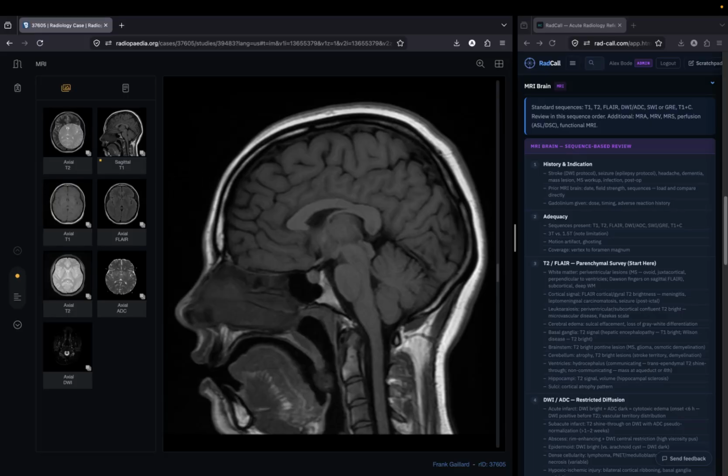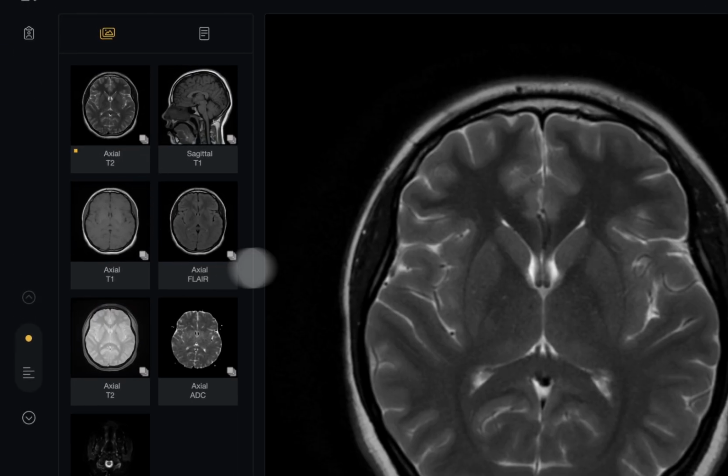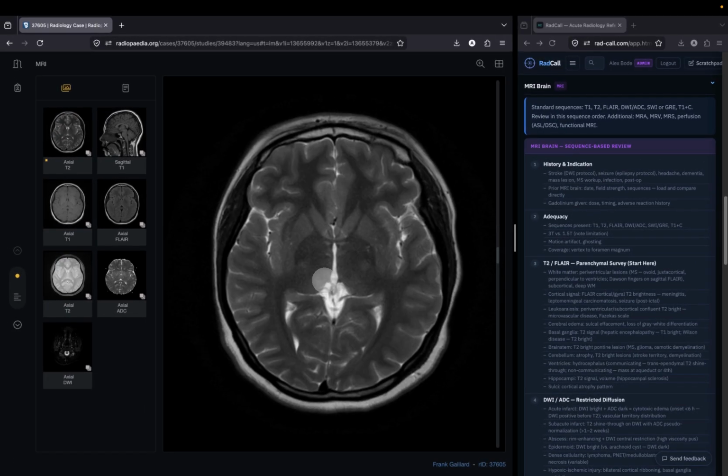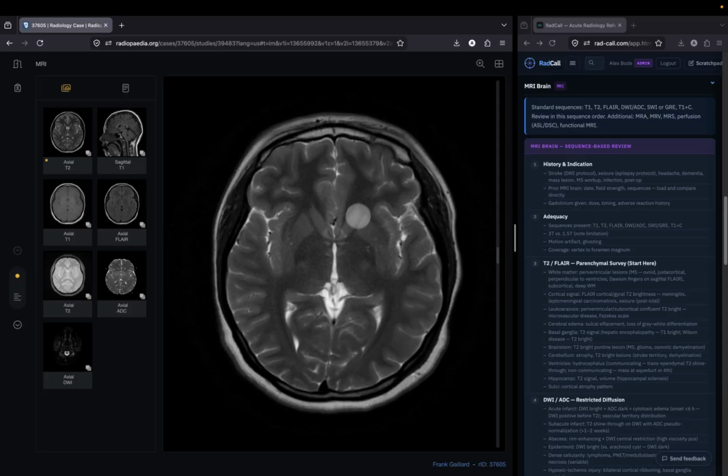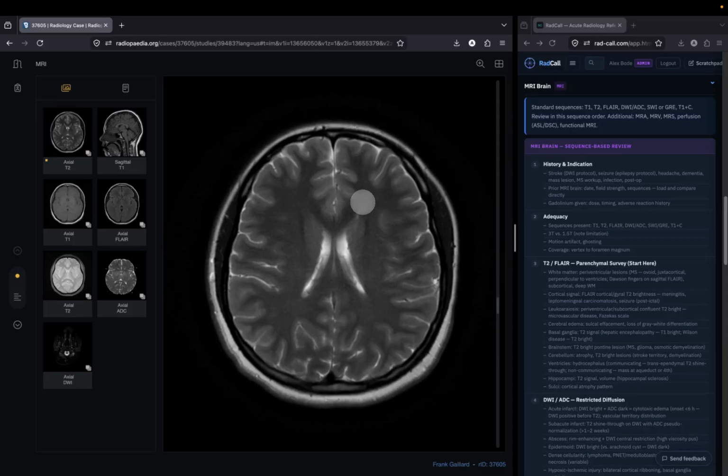So when I'm reading an MRI of the brain, depending on the indication, this can vary, but in general, I'll start with either the T2 or the FLAIR sequence. I'm going to be looking at my anatomy. So what I do is I actually look at the brain first. I'll break it up by lobe. So I'll look at each one of the lobes on either side.